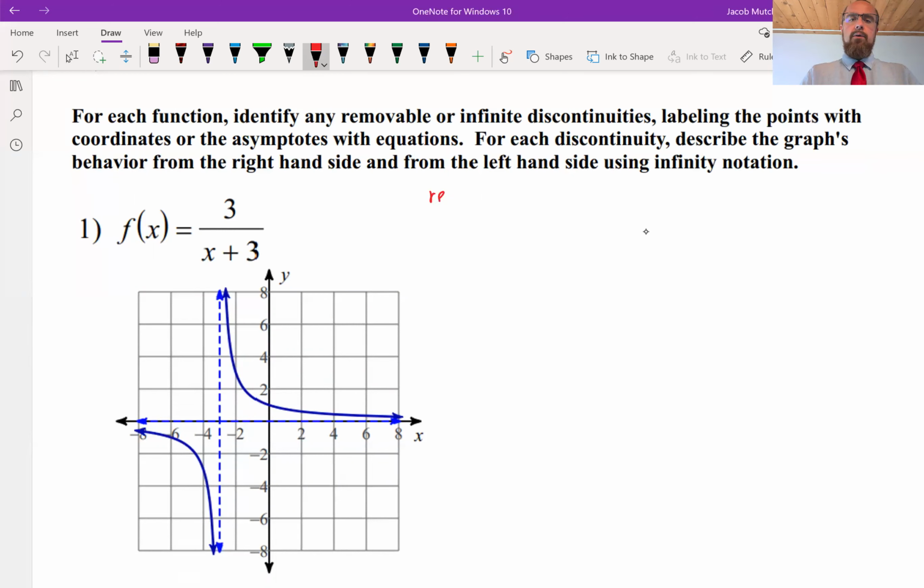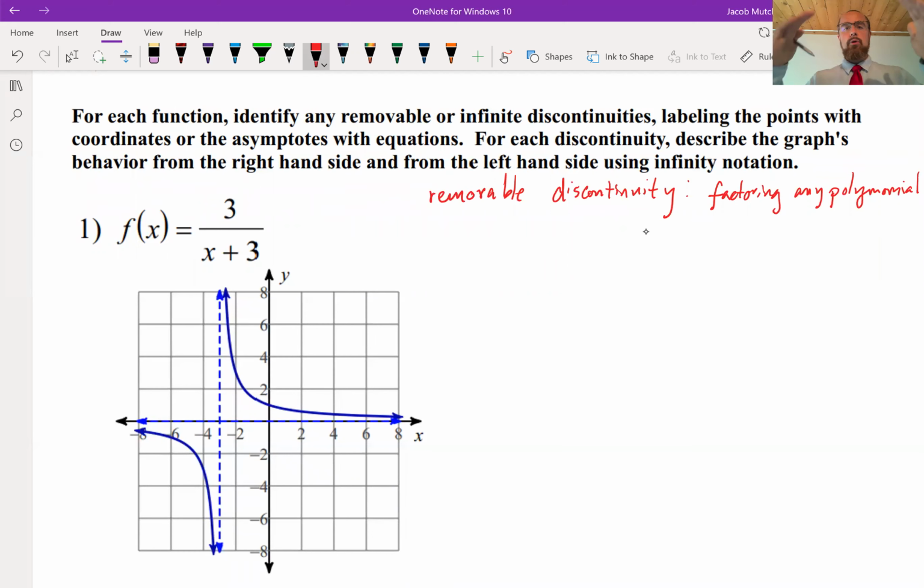So let's remember how we find those, and particularly how we find them from the equation. A removable discontinuity is something we see in the equation when I have a cancellation above and below. And the way that I find that type of cancellation is by factoring any polynomial in the rational function. So that would include the numerator and the denominator. And again, I'm looking for cancellation. So I'm looking for an identical factor in the numerator to cancel with one in the denominator.